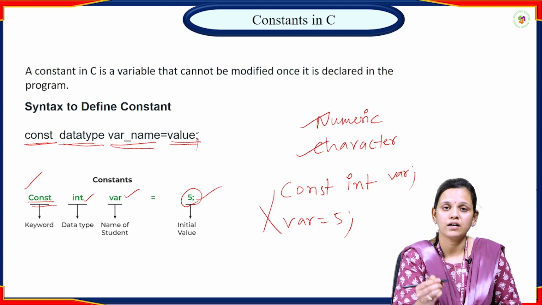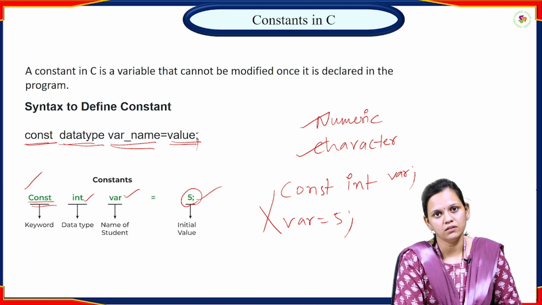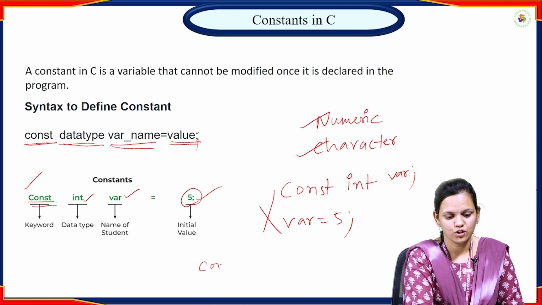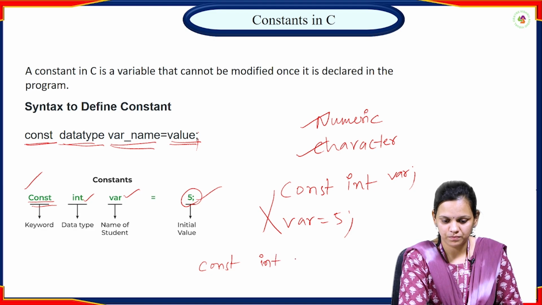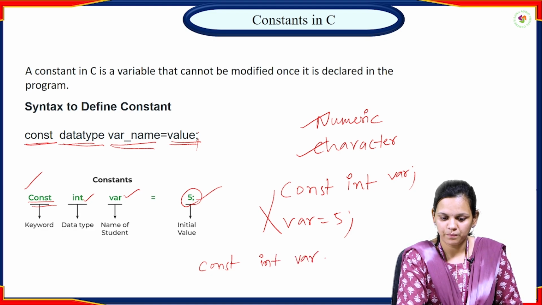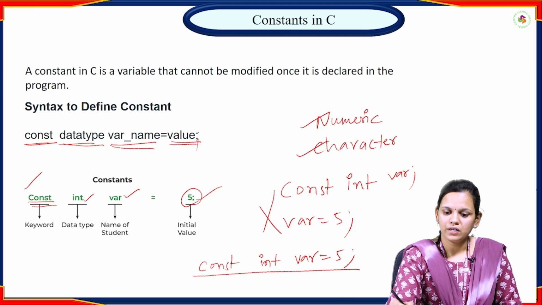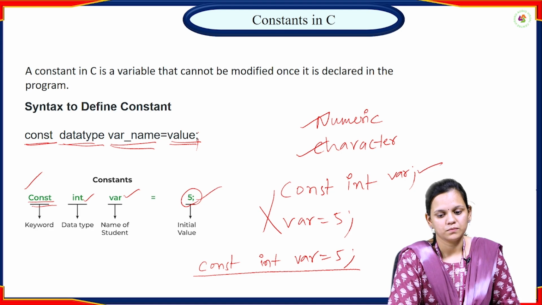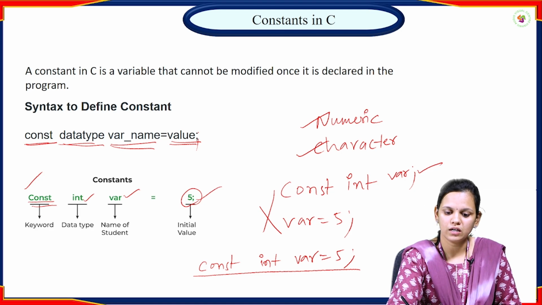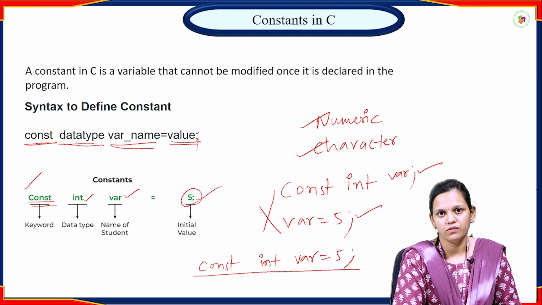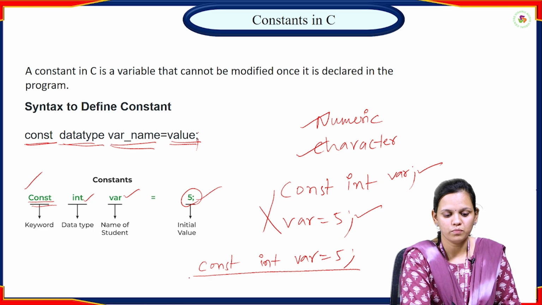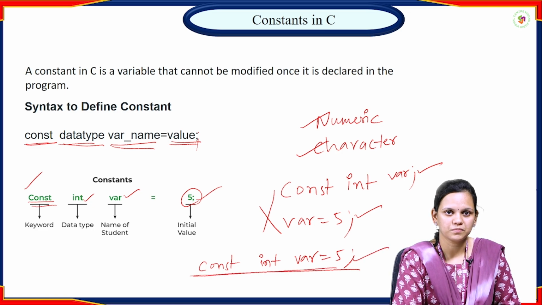The initialization and declaration should be done in a single line, that is, use const, give the data type, constant name, value and the semicolon. So it should be in a single line. For a variable, you can declare in a separate line and initialize the value of the variable in a separate line. But when you define a constant, it should be in a single line.